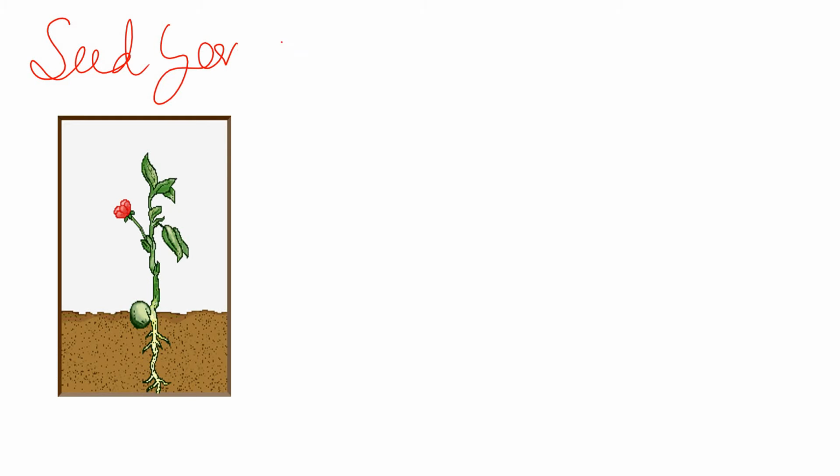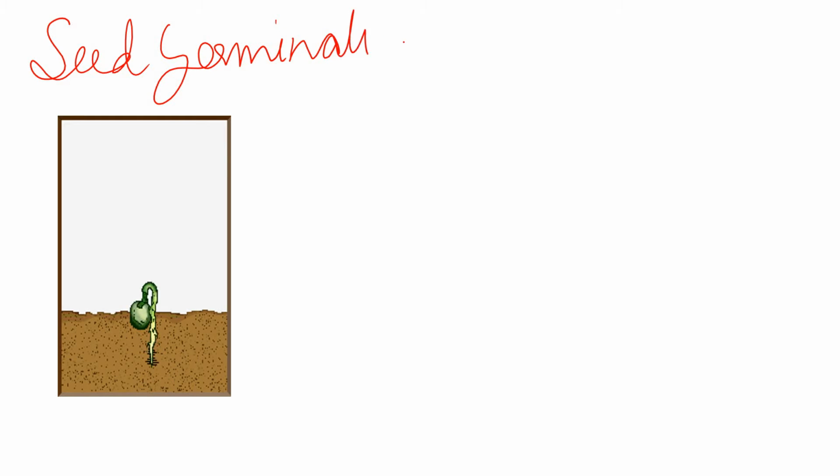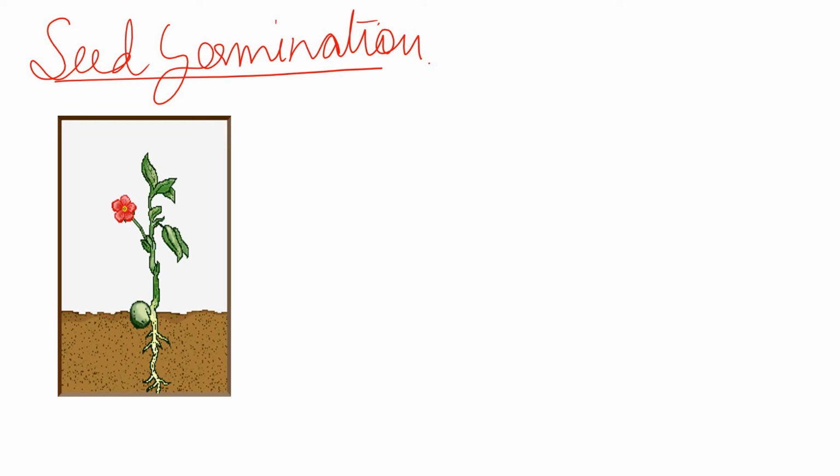Okay, so now we come to the last part of our chapter, plant life, that is seed germination. We are going to study about that. Let's see what is the meaning of seed germination. See what is written in your book. The process by which the dormant or inactive embryo inside the seed becomes active and begins to grow into a new plant is called germination.